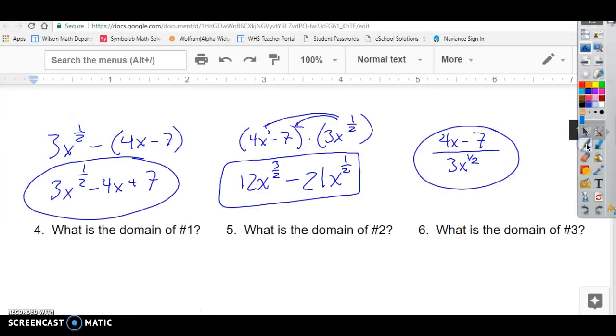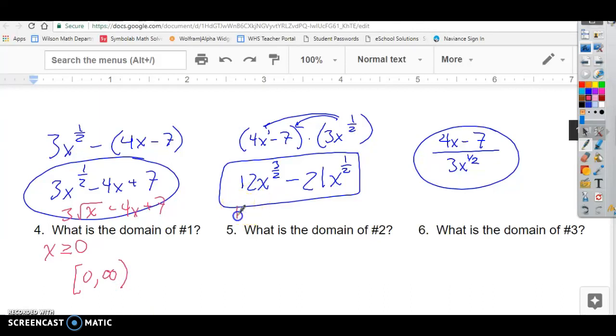Okay, so the next 3 problems, 4, 5, and 6, are dealing with domain. So it might be beneficial if I put this in radical form. So you do not have to worry about division by 0 here, but you can't take the square root of a negative. So we need to set x greater than or equal to 0. So basically, anything that's at 0 or larger will be in the domain. So that would be 0 to positive infinity. Right? Remember, you cannot take the square root of negative numbers.